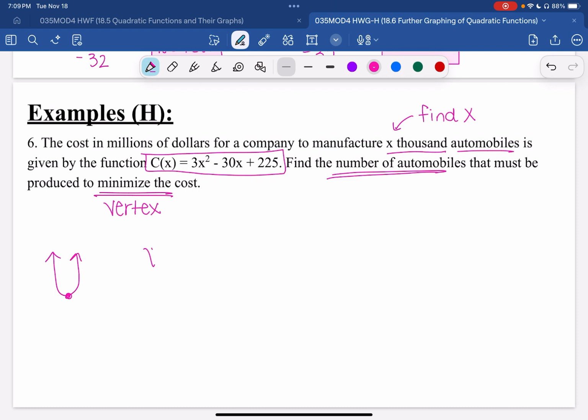So X equals negative B, so negative 30 over 2 times A, so 30 over 6, so I get 5. Now, it says X thousand. That means 5,000 automobiles.